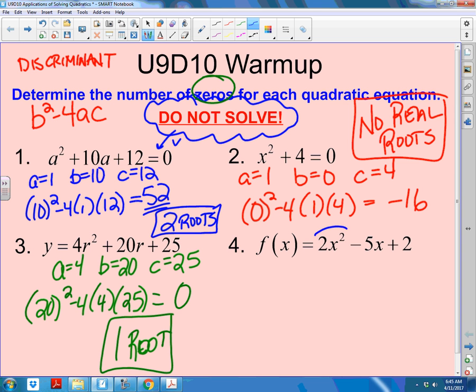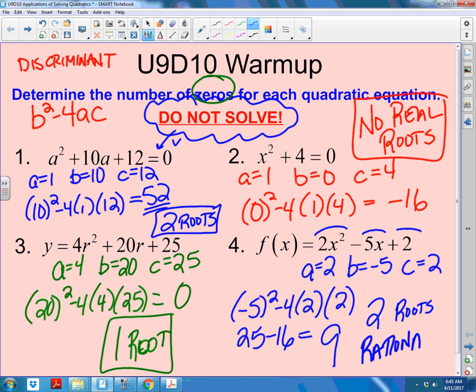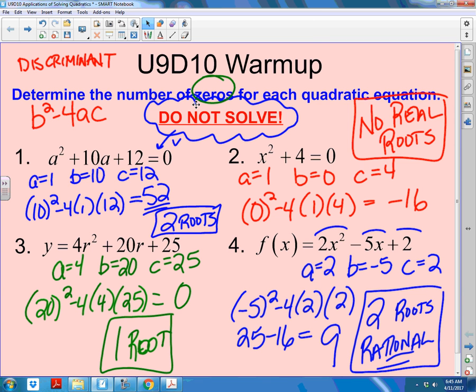Last one. Again, we're making sure that we're always in standard form. Which gives us an a value of 2, b value of negative 5, and c value of 2. So again, into the discriminant formula we go. Negative 5 squared minus 4 times 2 times 2. And we end up with 25 minus 16, which is 9. In this case, again, it's positive, which means there are two roots. And by the way, they are both rational. I didn't ask you to find that, but I'm just reminding you that if your discriminant is a rational square root, then your two roots are also rational.